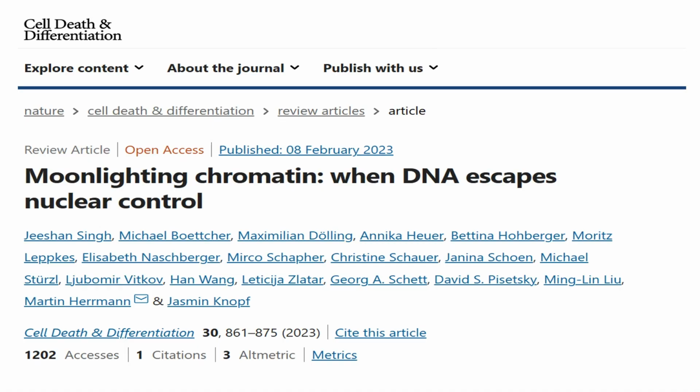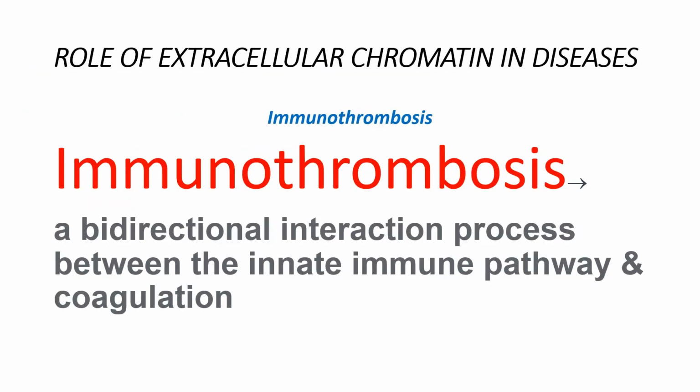And again, my reference today is this nice paper that was published in Cell Death and Differentiation in 2023, whose title is Moonlighting Chromatin: When DNA Escapes Nuclear Control. So we will first talk about immunothrombosis and the role of extracellular chromatin in the process of immunothrombosis.